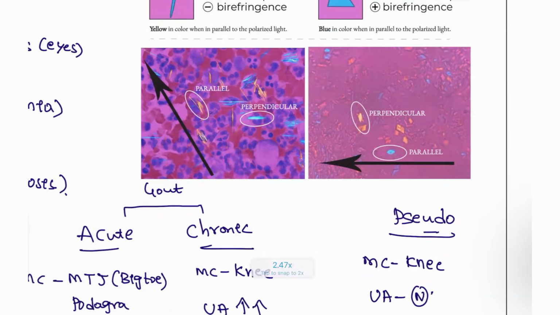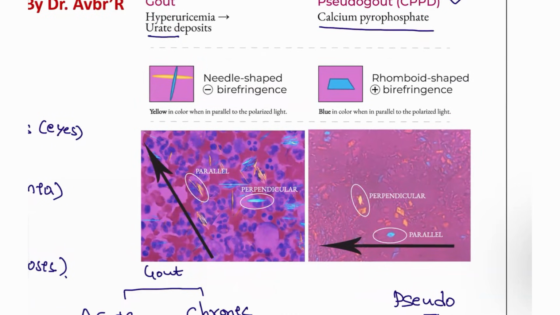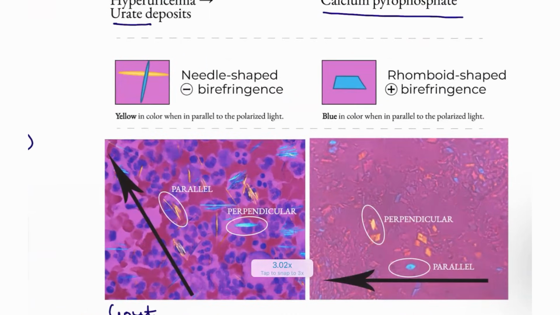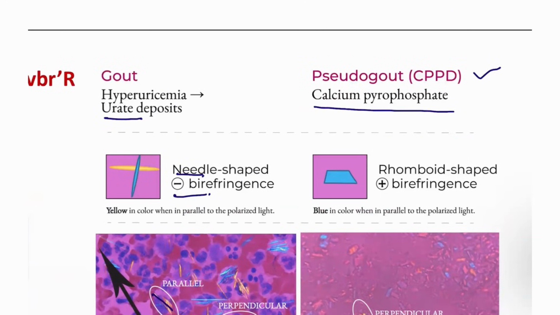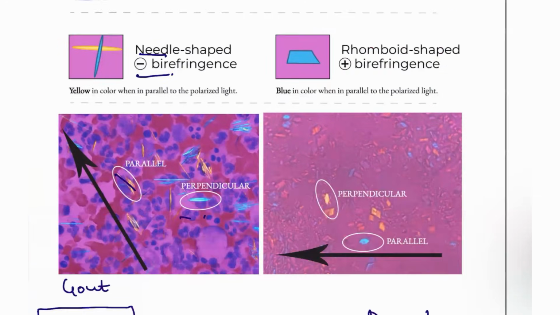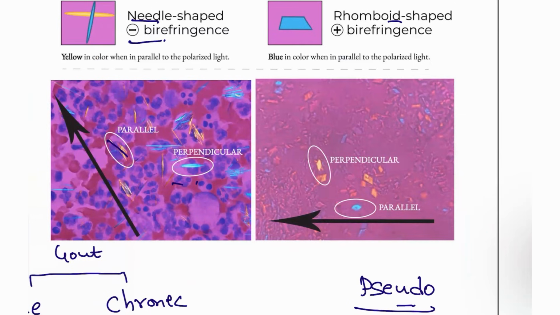What differentiation can we do? The differentiation is under polarized microscopy. When seen under the polarized microscope, you will see needle-shaped crystals with negative birefringence in patients with true gout. In pseudo gout, you are going to see rhomboid shapes, and those show positive birefringence.